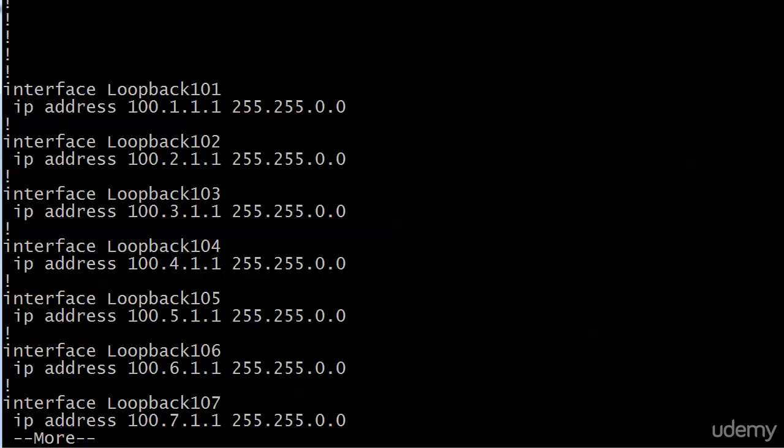But what if packets come in for a network that's part of a summary but doesn't actually exist? What if this 104 wasn't here and packets came in for 104.1.1? A routing loop can form that way. And the reason that we have that route to null 0 on router 1 is if packets come into router 1 and the route that is part of the summary does not actually exist, then the packets can be cleanly disposed of. Basically, it's a route to the trash can.